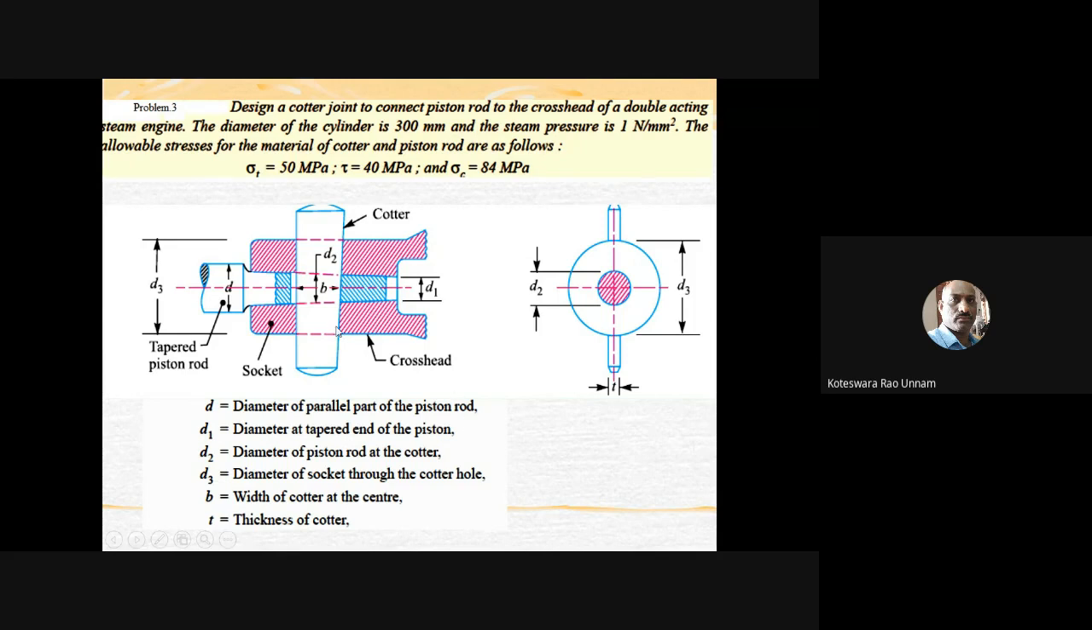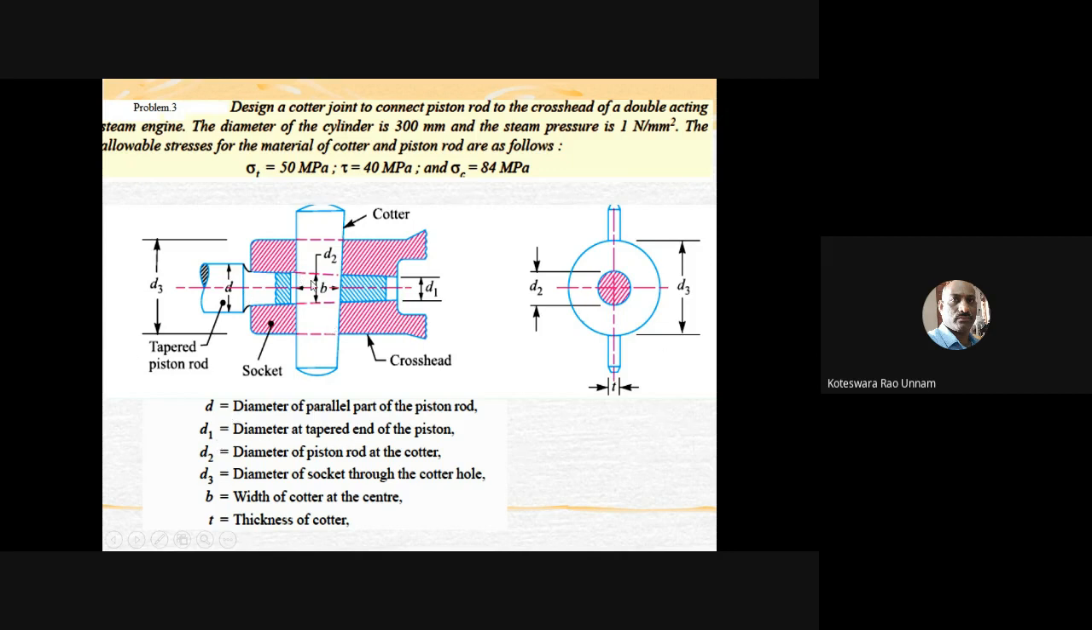For this also, the formulas you will get from the data book only. Whatever we took for the socket and spigot joint, there the formula for the diameter D, you have to use the same formula. D1, D2, D3: whatever formulas are there in our data book, you have to use only those formulas, because here the parameters are all the same. The only thing is the figure is somewhat different.